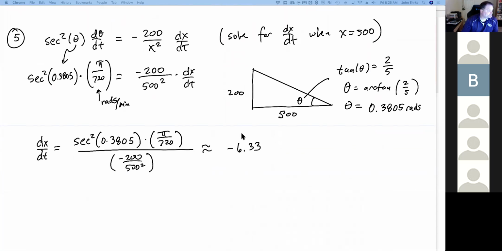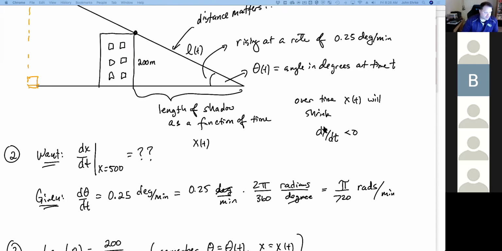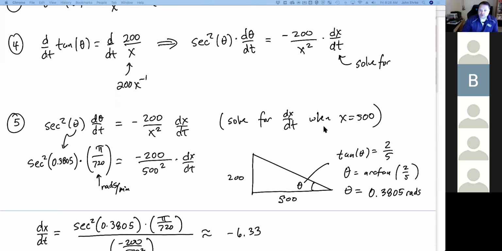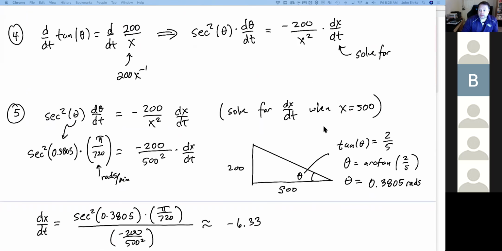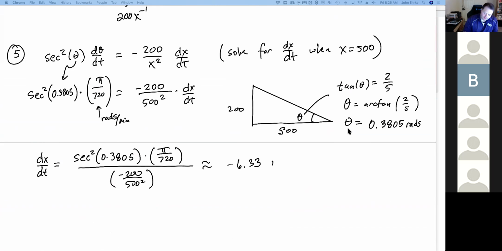What do y'all think? It's decreasing at 6.33 meters. The shadow is, as the sun is rising. That's correct. And the length here was in terms of meters, I believe. Yes. So negative 6.33 meters per minute. The shadow is decreasing.